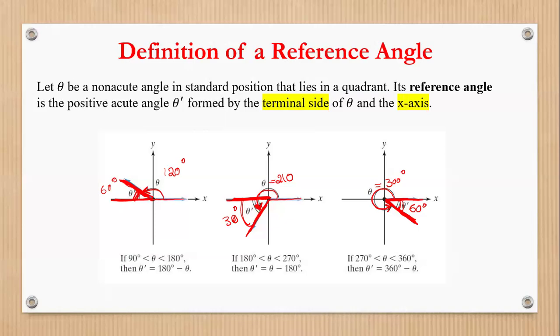And to find the reference angle, sometimes you need to subtract an angle from 180 if it's in the second quadrant. Sometimes you need to subtract 180 from your angle if your angle is in the third quadrant. And sometimes you need to subtract your angle from 360 if your angle is in the fourth quadrant. So instead of just remembering all of these formulas, 180 minus theta or theta minus 180, I prefer to always graph a picture for myself and see which quadrant my angle is in, and based on the picture, find my reference angle.